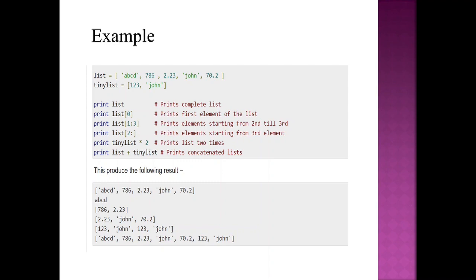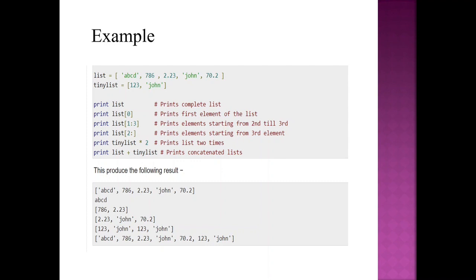Okay, now the third statement is print list of 1:3. This will give me the output as the element with index 1 till the element with index 2. That is, the indexes 1 and 2 will get printed. The starting index is 1 and the last index will be 2. So my output will be 786, 2.23. The elements whose indexes are 1 and 2 get displayed in the output console.